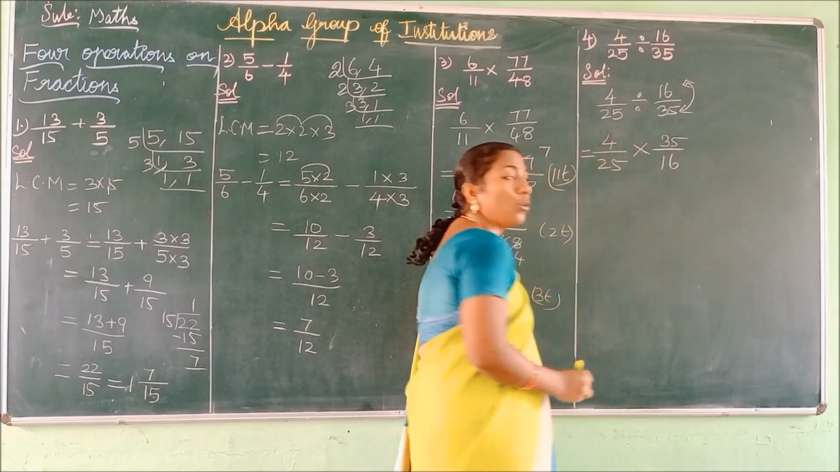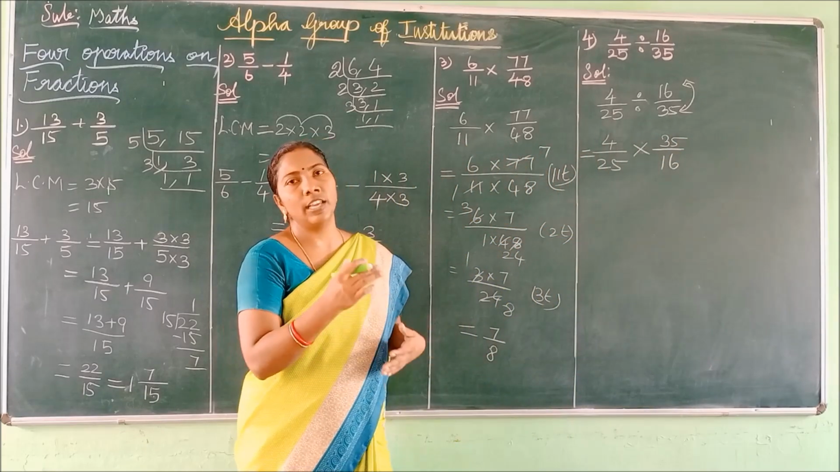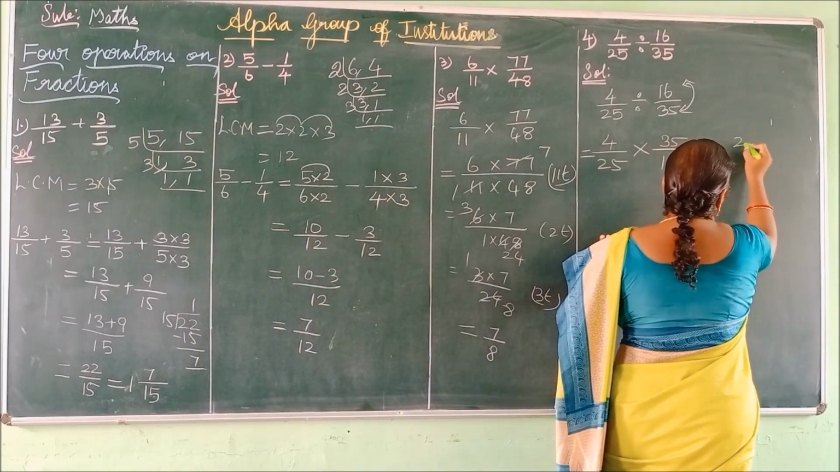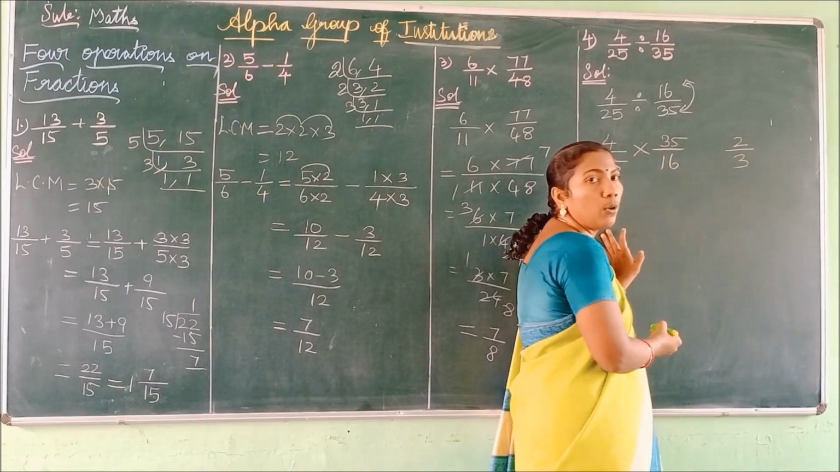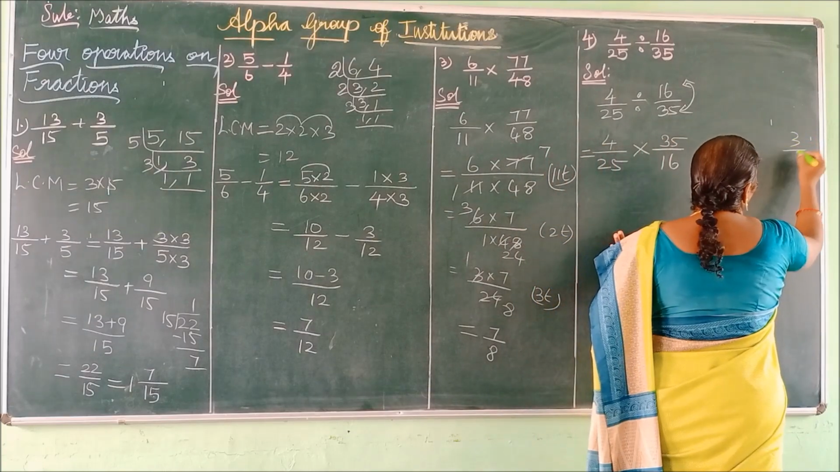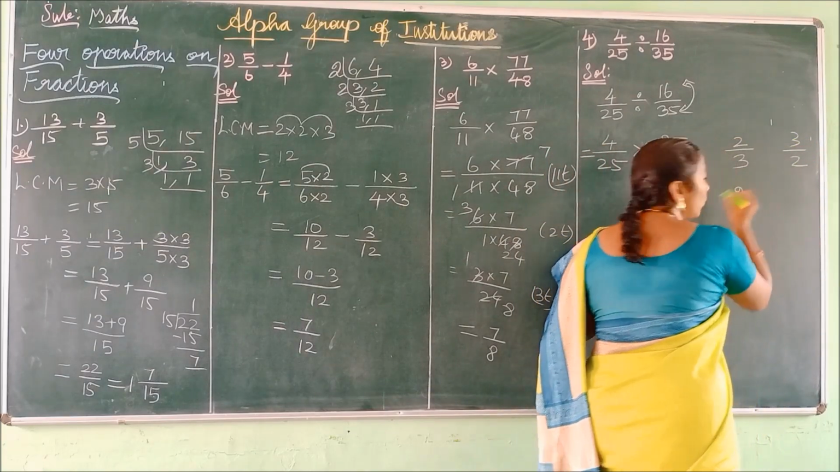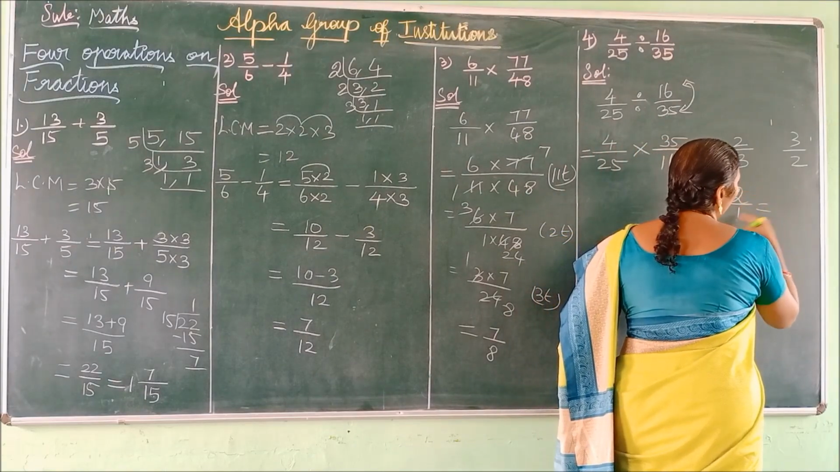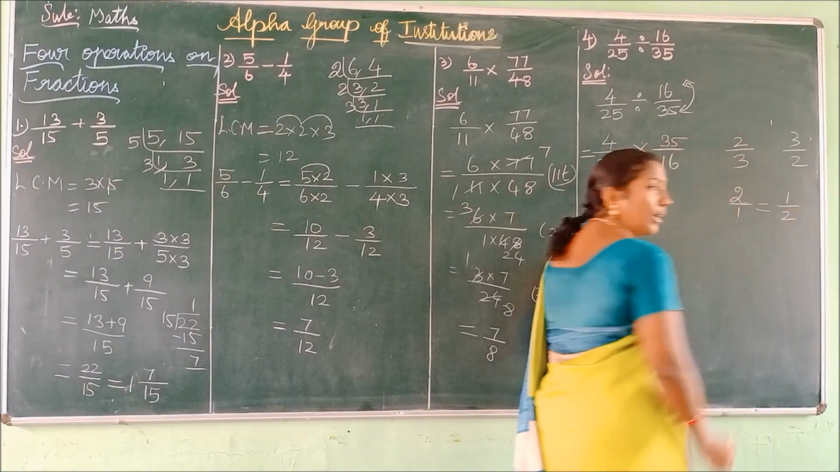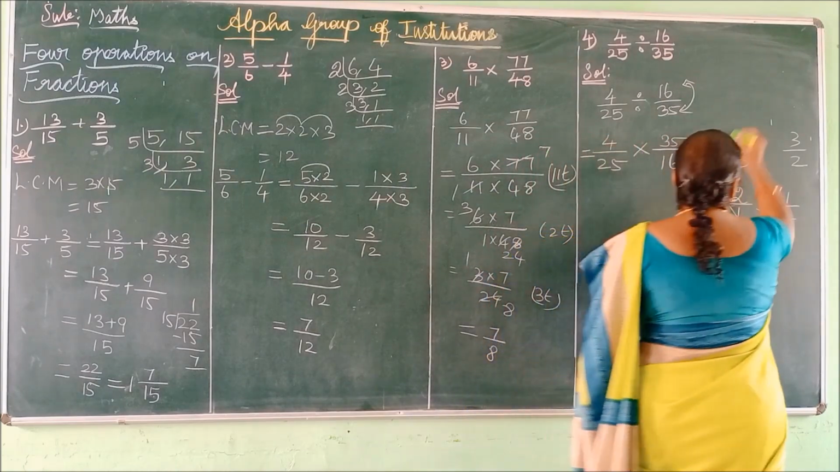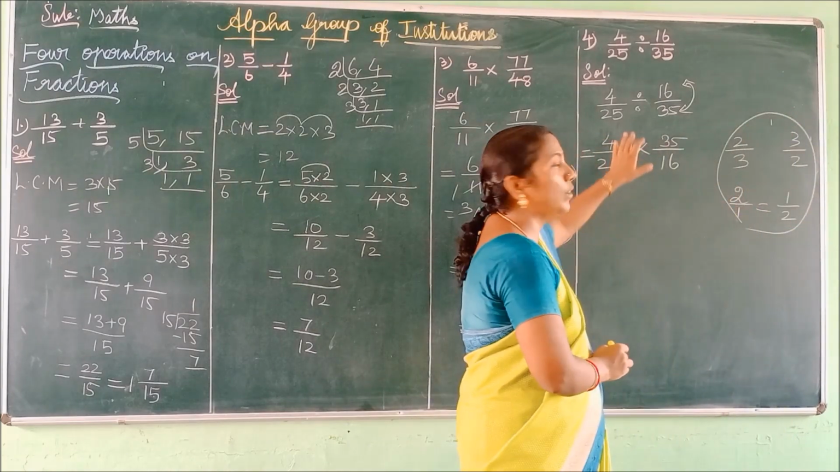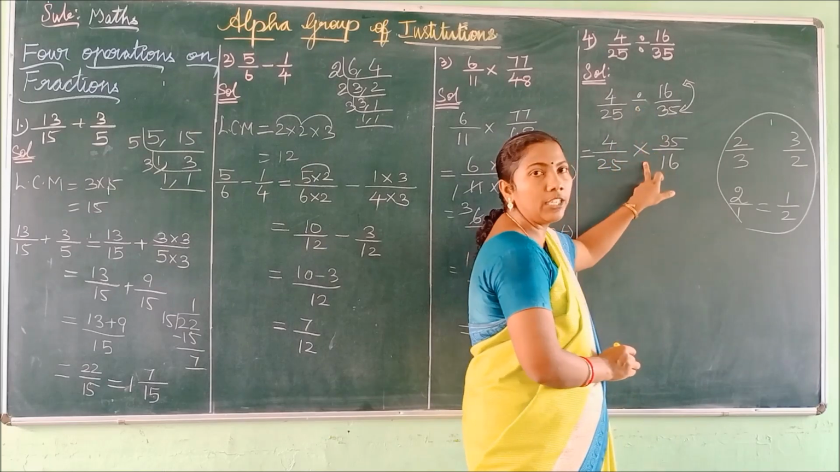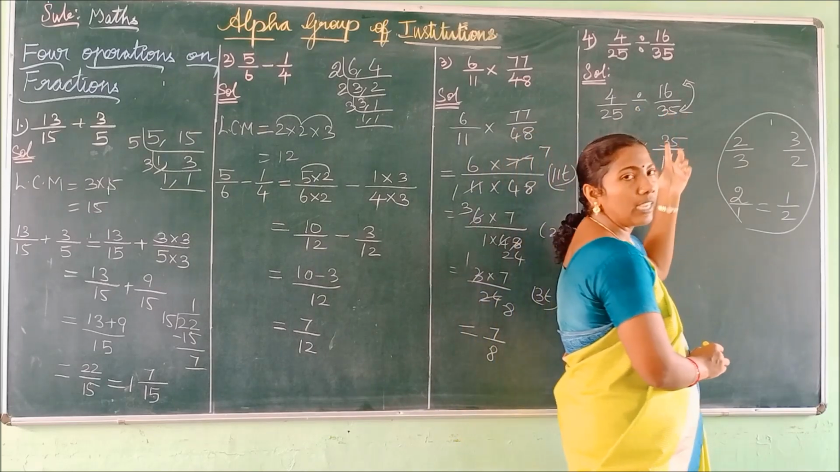What is meant by reciprocal of the fraction? Interchanging the numerator and denominator is said to be the reciprocal of the fraction. 2 by 3. What is the reciprocal of 2 by 3? 3 by 2. What is the reciprocal of 2? You have to understand the denominator contains 1. So reciprocal of 2 by 1 is 1 by 2. Okay, keep this in your mind. Thus in the process of division of two fractions, we have to change the divide into multiplication by taking the reciprocal of the second fraction.